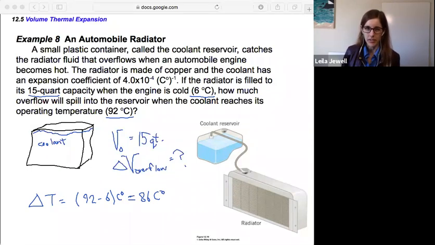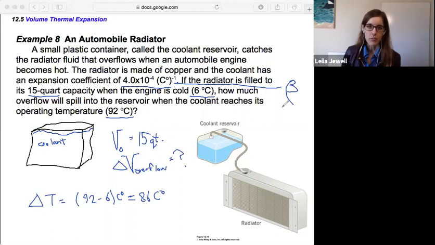Anything else that we have here? They mentioned the coolant has an expansion coefficient of 4 times 10 to the minus 4 Celsius degrees inverse. And since it's liquid, we already know that that's going to have to be the beta value. We don't have a linear version for liquids. So that's going to be our beta. Great. Anything else?